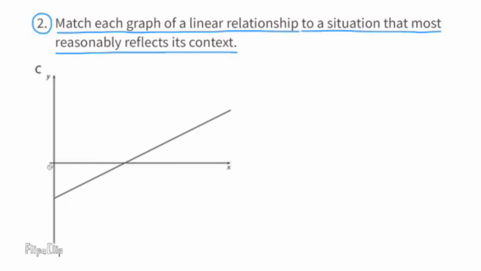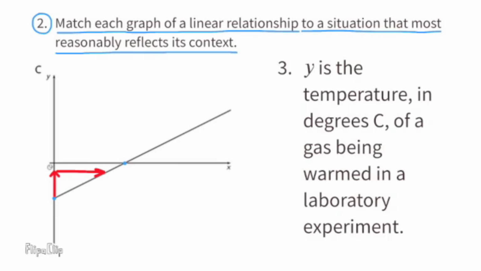Here's a look at graph C. Graph C has a negative y-intercept and a positive slope with a positive rise over a positive run. I'll match graph C with situation 3. y is the temperature in degrees Celsius of a gas being warmed in a laboratory experiment.